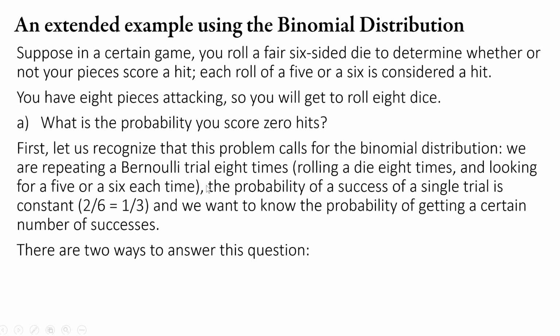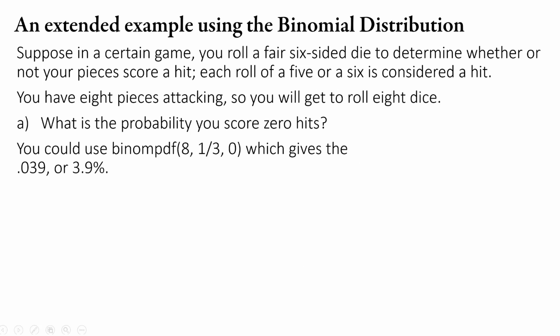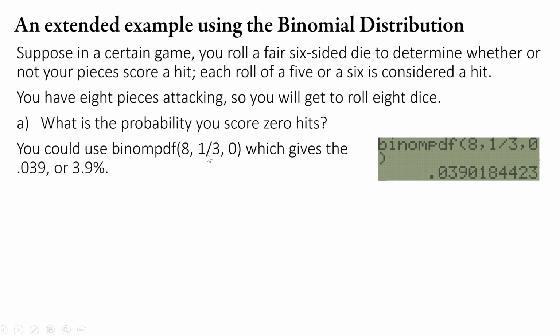So there's 2 ways to answer this question. What's the probability we score 0 hits? One, of course, is we can use the binomial distribution. We're doing 8 trials. Chance of success is 1/3. And we want to know the chance of getting 0 successes, 0 hits. I run that through my calculator. It gives me 0.039, so like 3.9%.